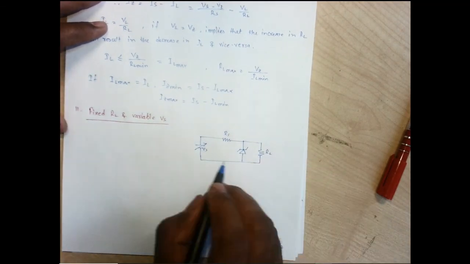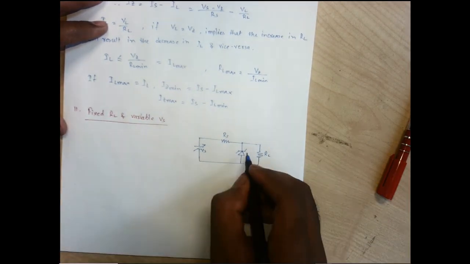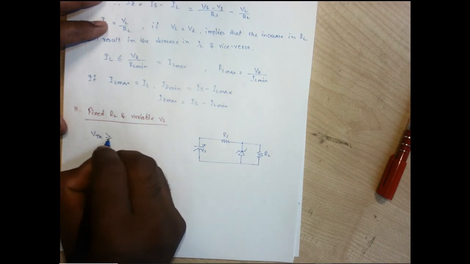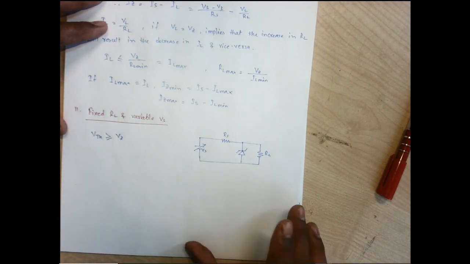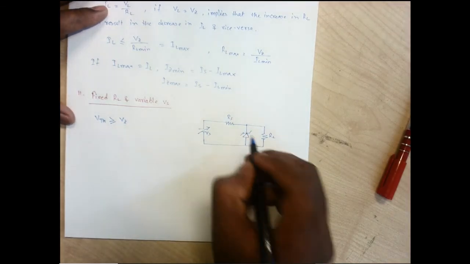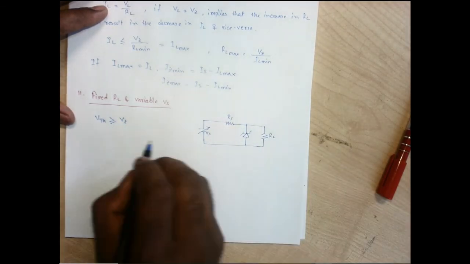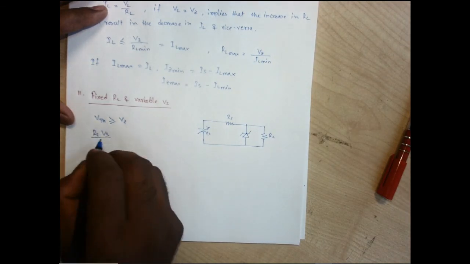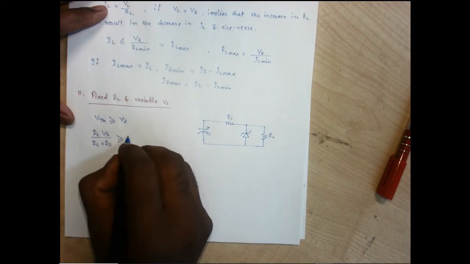So what we have understood is that VTH, the Thevenin voltage across the Zener diode, must be greater than or equal to Vz. So what is this Thevenin voltage? It is the drop across this RL, that is RL Vs by RL plus Rs. It must be greater than or equal to Vz.